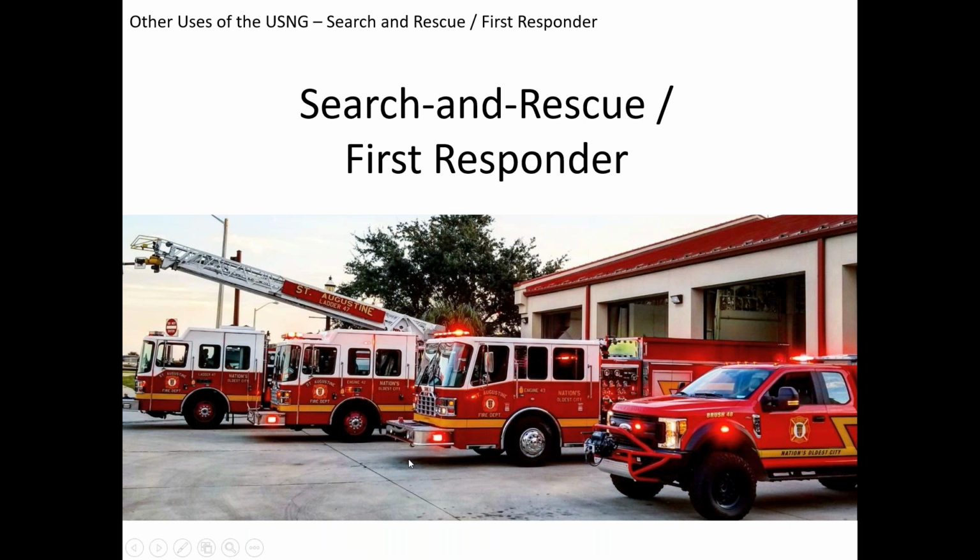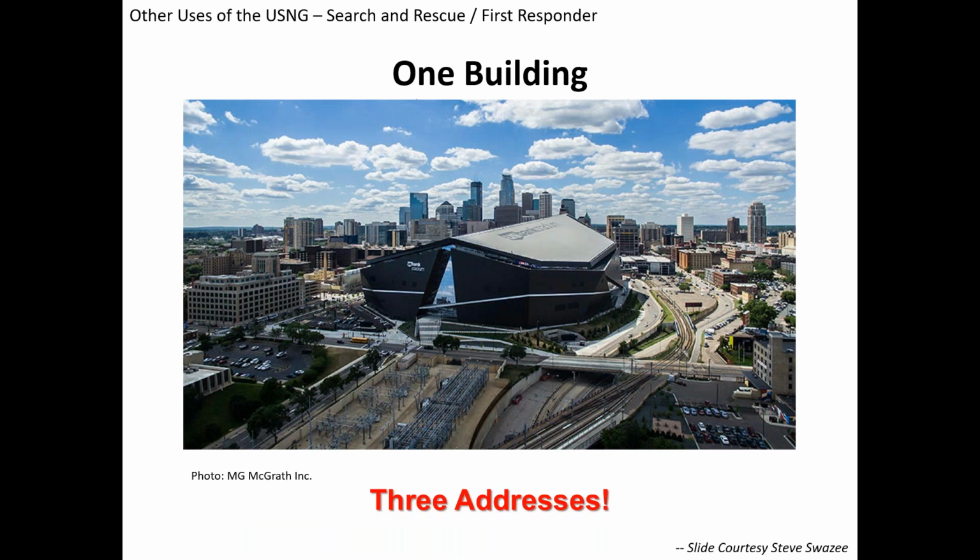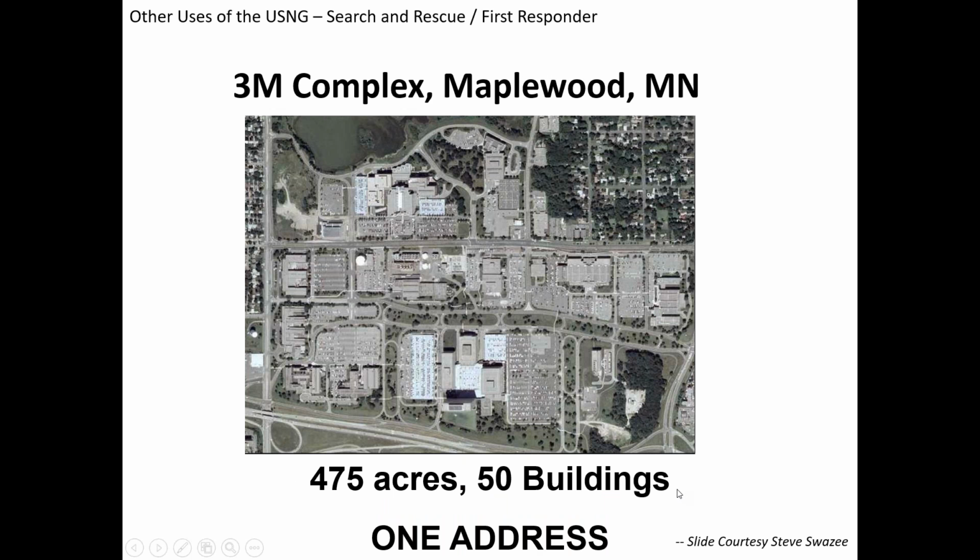And the reason this is because it's a reliable way to locate anywhere on Earth. And here is an example of how street addresses are not necessarily the best. You have 1 building and 3 addresses. Here we have the opposite situation. We've got almost 500 acres, 50 buildings, and 1 address.